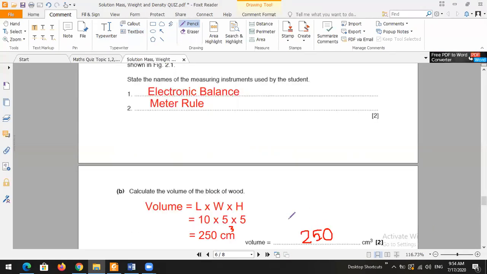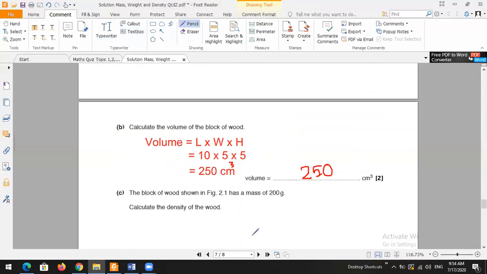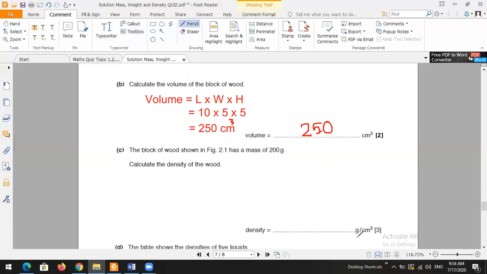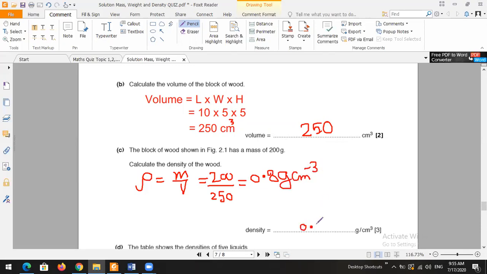The block of wood shown in figure 2.1 has a mass of 200 grams. Calculate the density. The density should be calculated in gram per centimeter cube, so you don't need to convert into kgs. We use the density formula: density is equal to mass over volume. Mass is 200 gram, and volume we calculated in the previous part, 250. So 200 divided by 250 gives you the density, which is 0.8 gram per centimeter cube. Write this answer here.